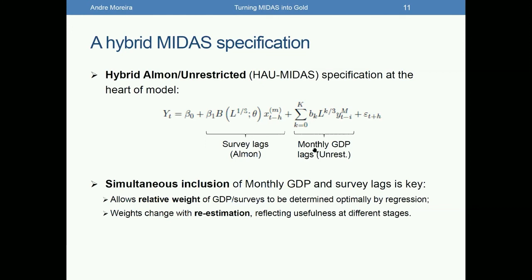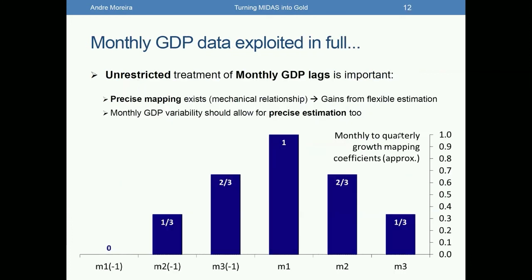So the other thing to flag is the lags of monthly GDP, we're using an unrestricted specification for that, whereas for the surveys, we're using the Almon lag restricted. So that's, and I'll say a couple of things about that now.